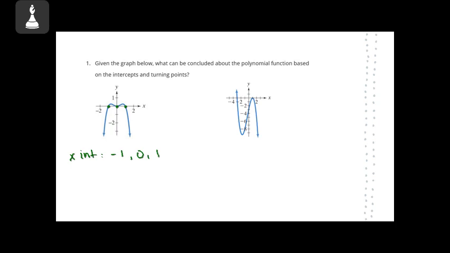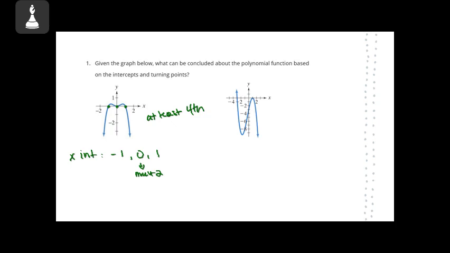At -1, it passes through, so that's going to be normal. At 0, it bounces back, so this has to be a minimum multiplicity 2. And at 1, it goes through, so we're going to leave that as a single one because we want to know just where we can start with. So 1, 2, 3, 4. So it's got to be at least a 4th degree, and we have 3 distinct zeros.